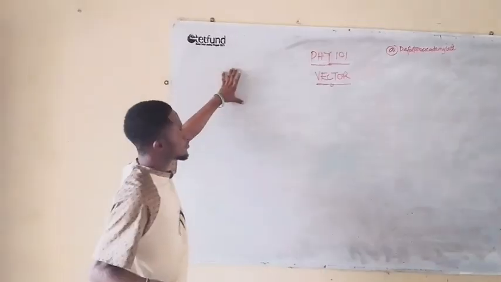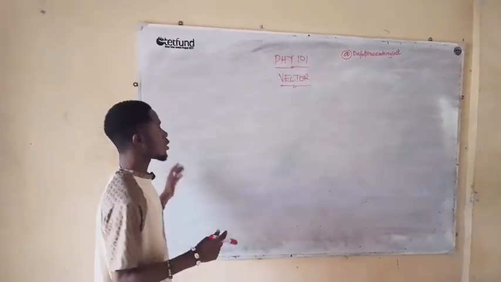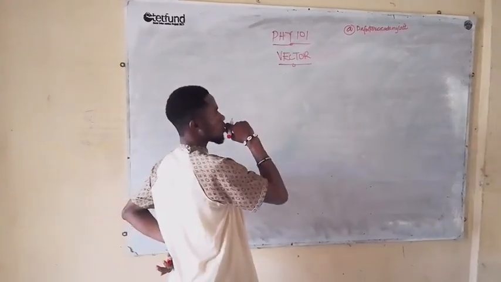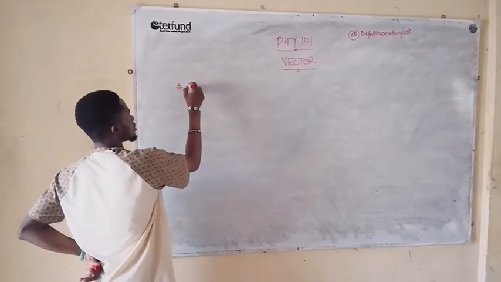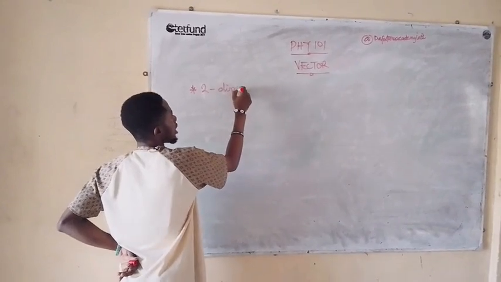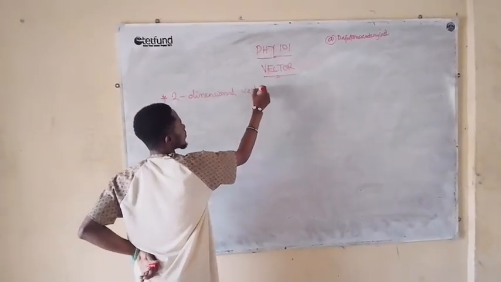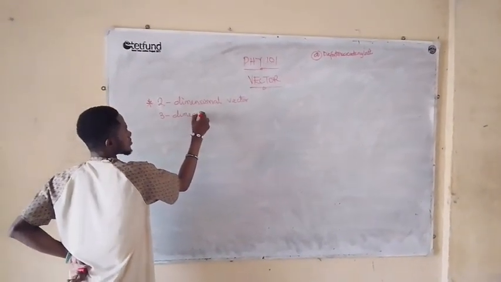For today we'll be having vectors. This topic is a very creative topic that will always come out in your exams. Under vectors, there's something I want you to know. Vector is divided into dimensions. We have the 2-dimensional vector, and we have the 3-dimensional vector.